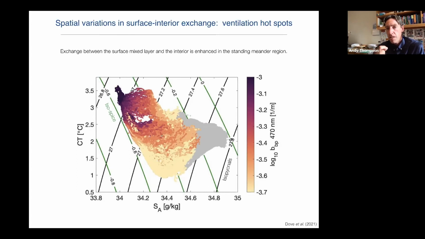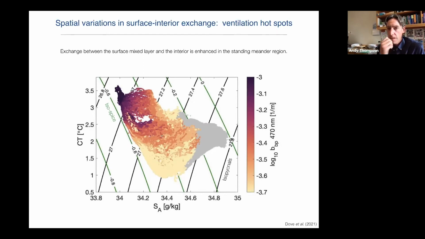And so there's this picture here that there's a real preference for subduction of, in this case, backscatter, which is likely particulate matter, that's happening right in the core of the front because you have this strong gradient in backscatter across the polar front here.